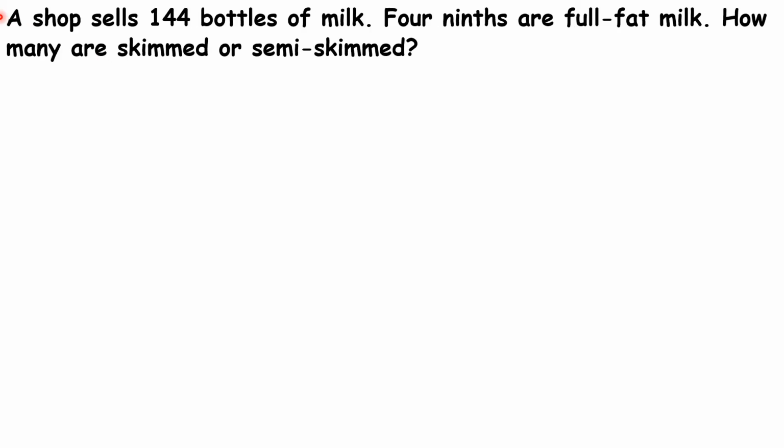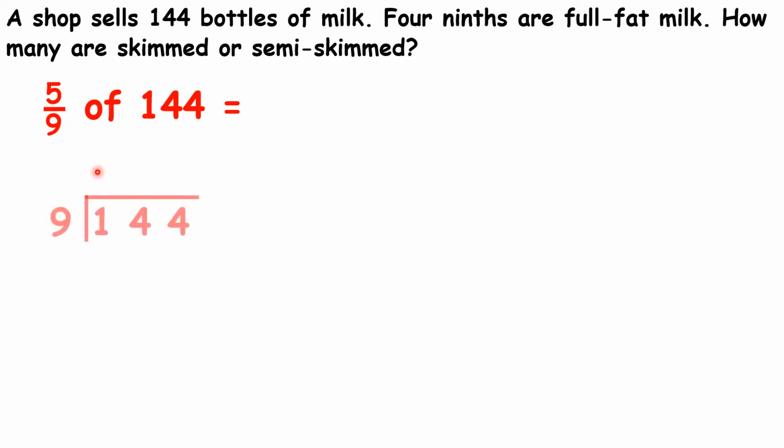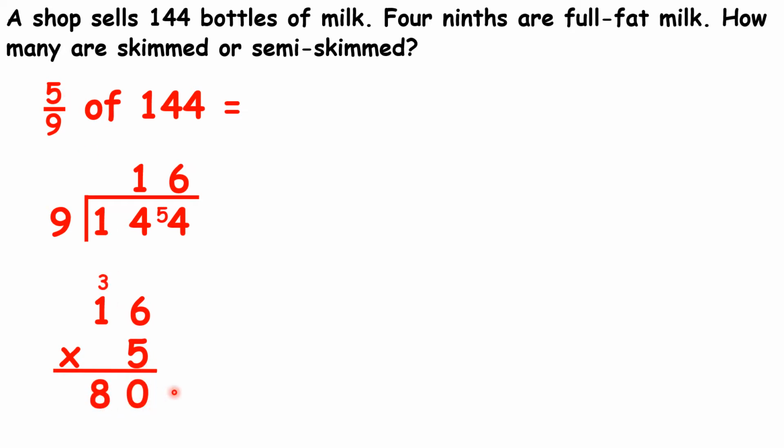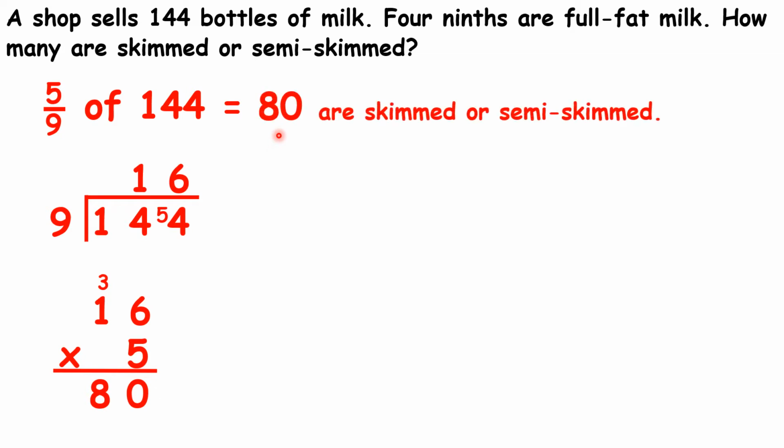A shop sells 144 bottles of milk. 4/9ths are full fat milk. How many are skimmed or semi-skimmed? If 4/9ths are full fat milk, the other 5/9ths must be skimmed or semi-skimmed. So we can divide 144 by 9 to get 16, and then work out 16 times 5, which gives us 80. So 80 bottles are skimmed or semi-skimmed.